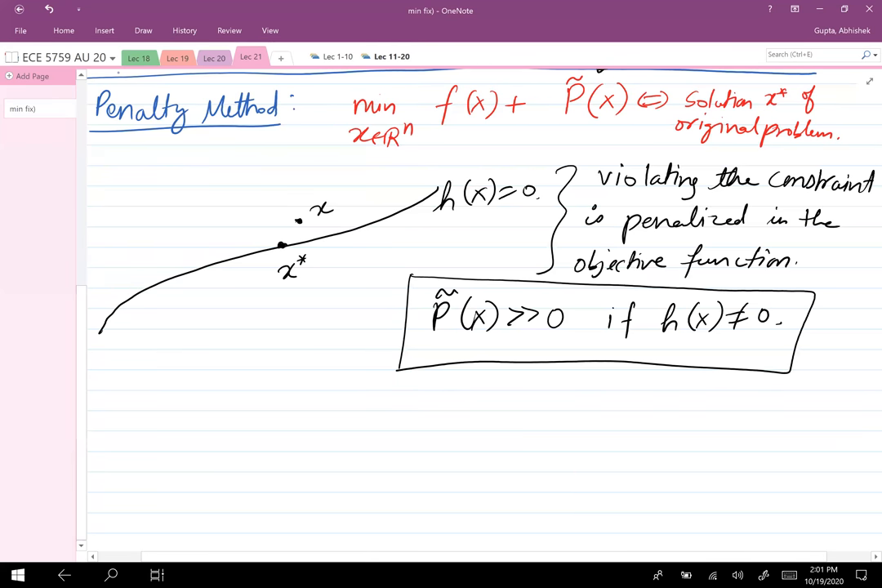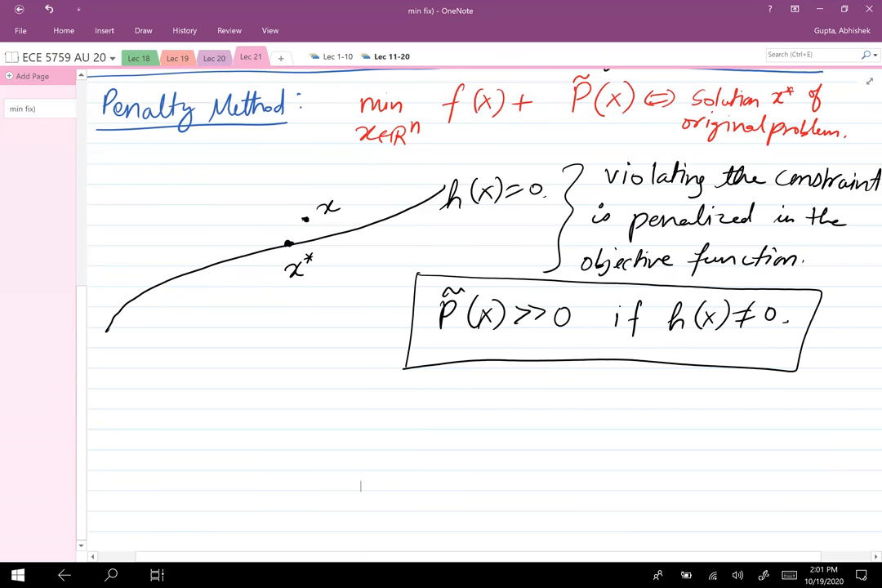Any other thoughts? Any other candidates for penalty functions which become high as soon as you go out of the manifold? Okay, there's something in the chat window. Exponential of h of x.